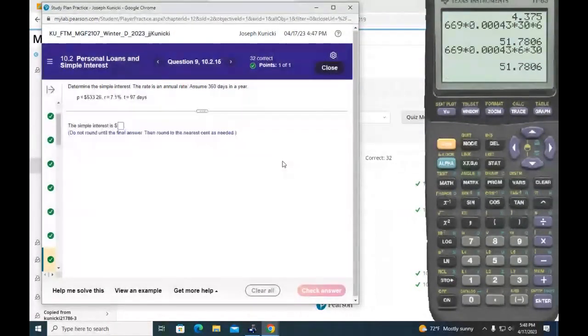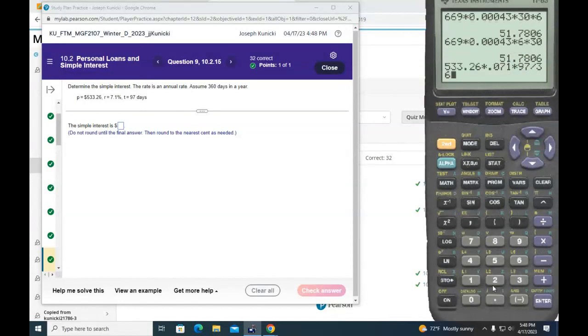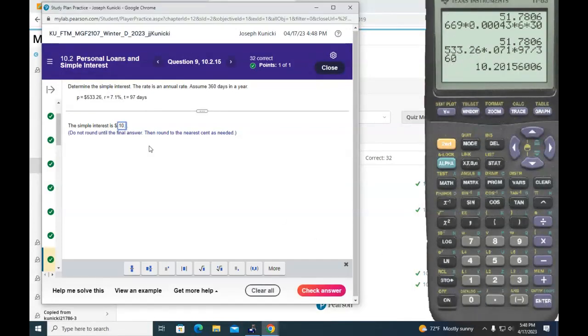Let's see. Determine the simple interest. Okay, so $533.26 is the principal times 0.071. It's obviously an annual rate. It says so in the problem. And they give us 97 days. So I got to turn that into years because the rate's an annual, so this is 97 divided by 360. Banker's rule. So the interest is $10.20.